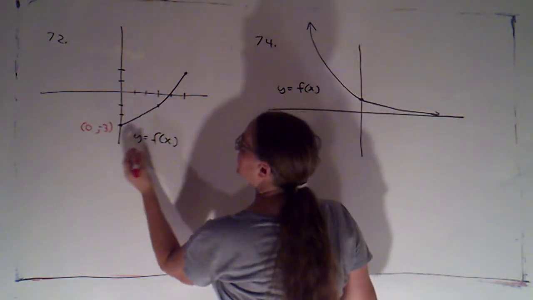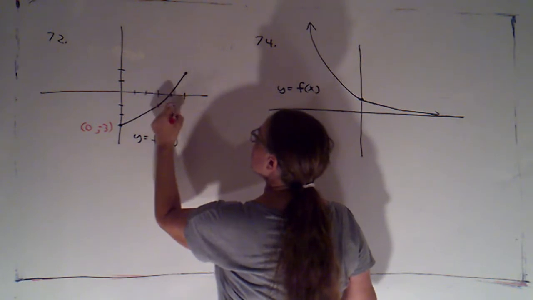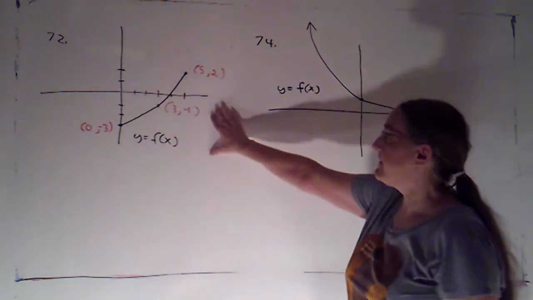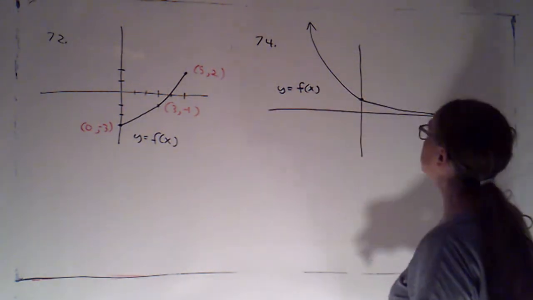So this point here was (0, -3). This point here is (3, -1), and then (5, 2). That's f of x for problem 72.